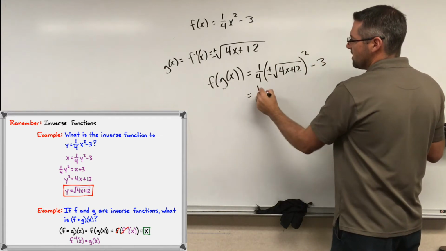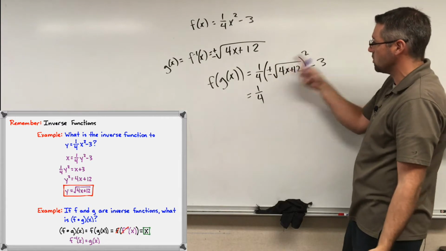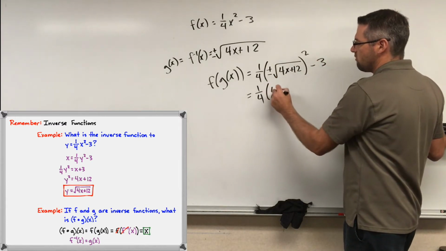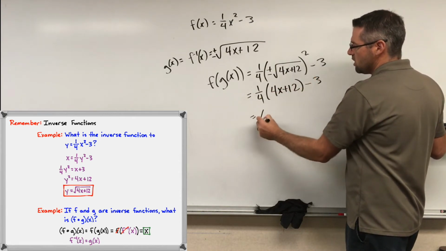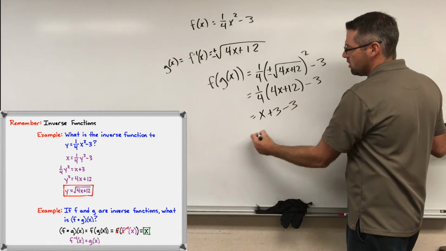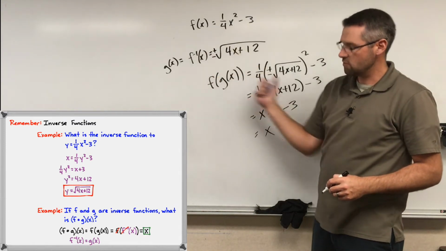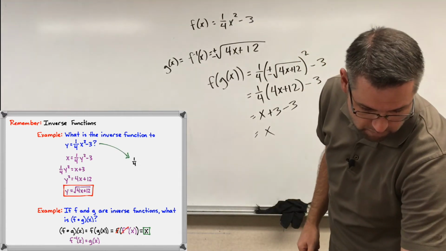Then we go to simplify this. Well, when I square this, the positive squared is a positive, or the negative squared is a positive, so you get the same thing here. The radicals reduce, and so you're left with 4x plus 12, and then minus 3. We'll distribute here. We get x plus 3 minus 3, which is just x. So you can see that the composition of inverse functions is x, and that's a way to check to see if they are inverses as well.